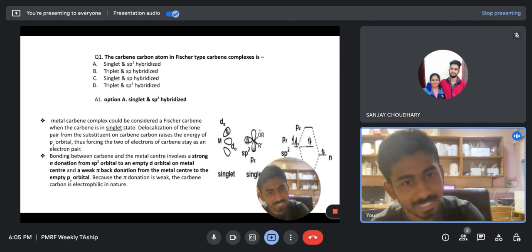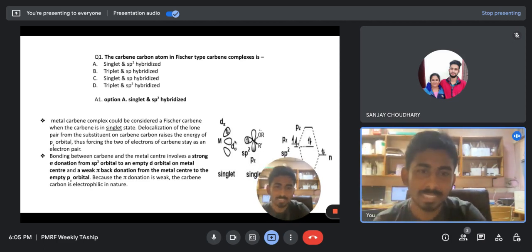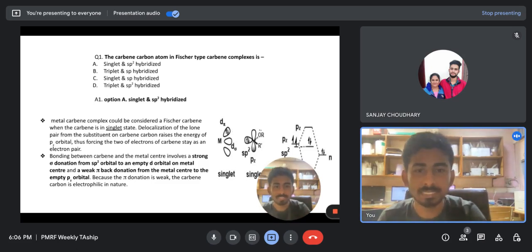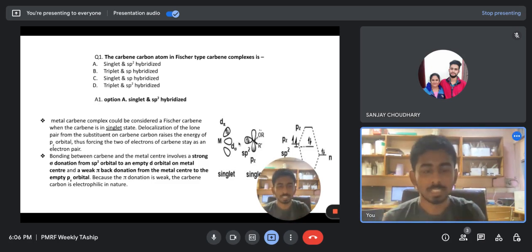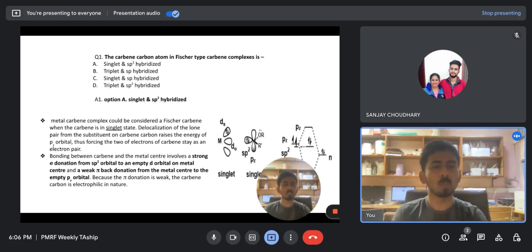So from this, the electron is getting donated to the vacant d sigma on the metal surface, and then the d pi of the metal, that is filled, is putting the back electron donation from the metal center to the vacant or empty pz orbital of the ligand. So that is having this back bonding.